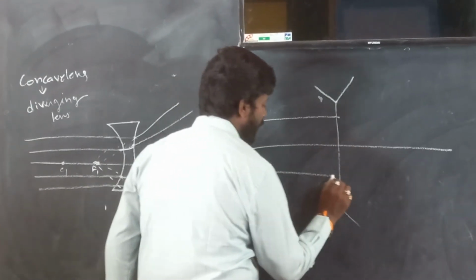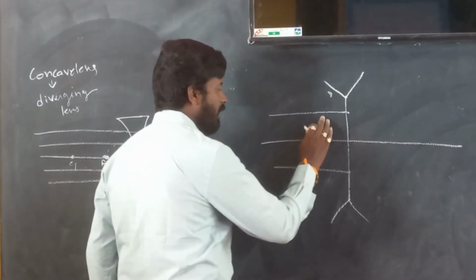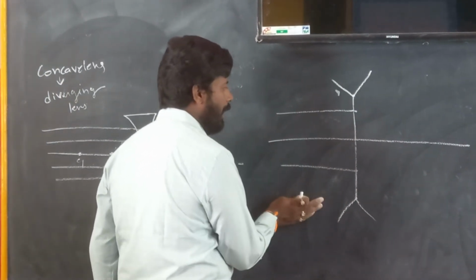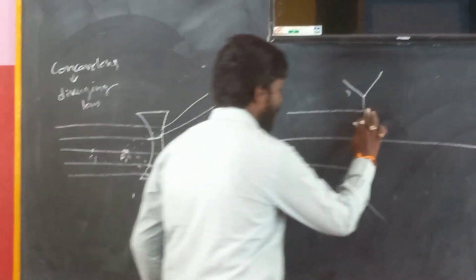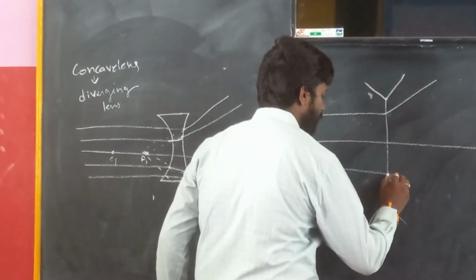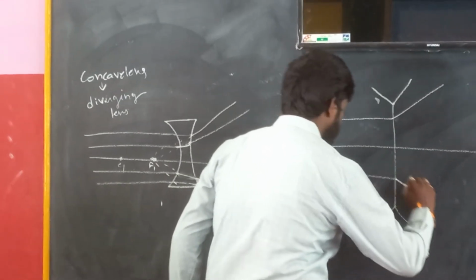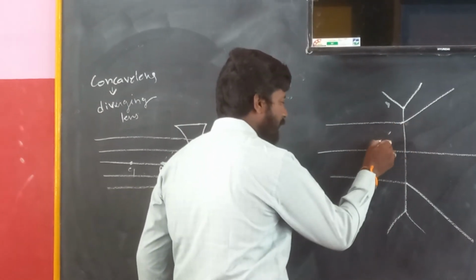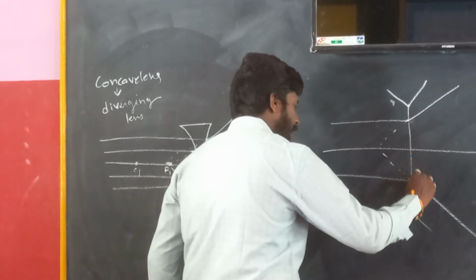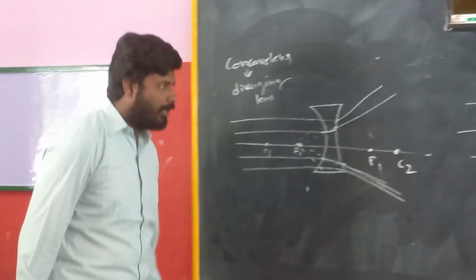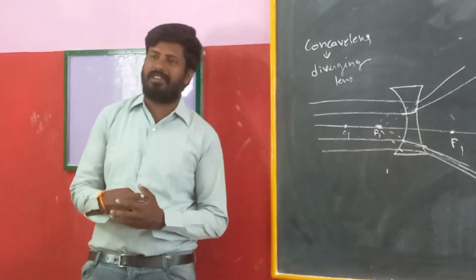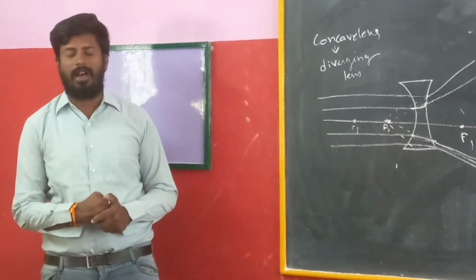I will consider a ray to show you very clearly. When a ray drawn parallel to the principal axis passes through the lens, it will diverge. And these diverging rays will appear to meet at one point, and this point is called the focal point. Concave lenses are always known as diverging lenses.